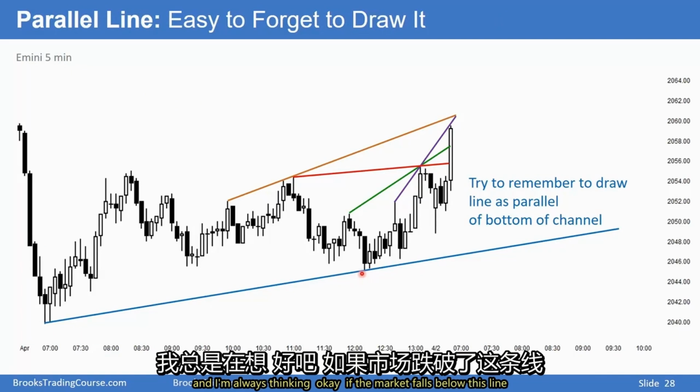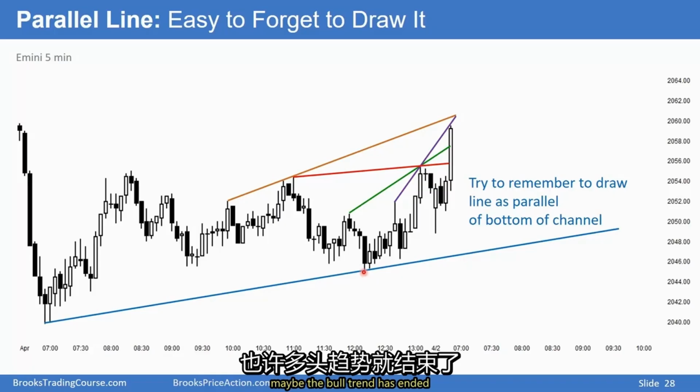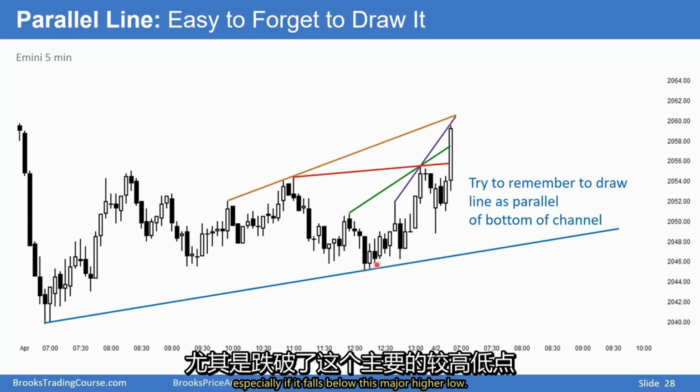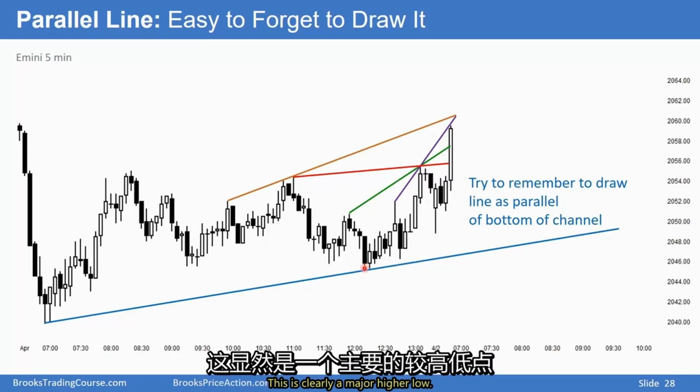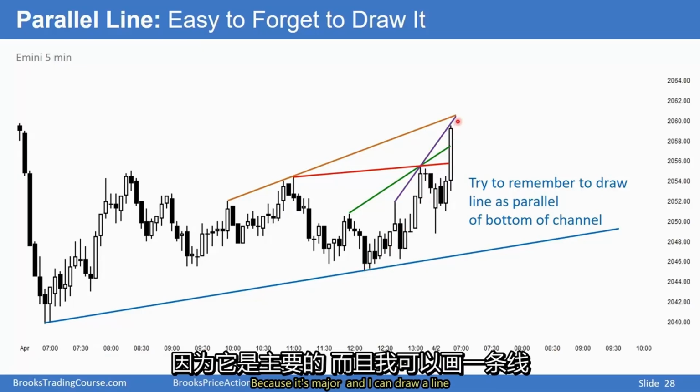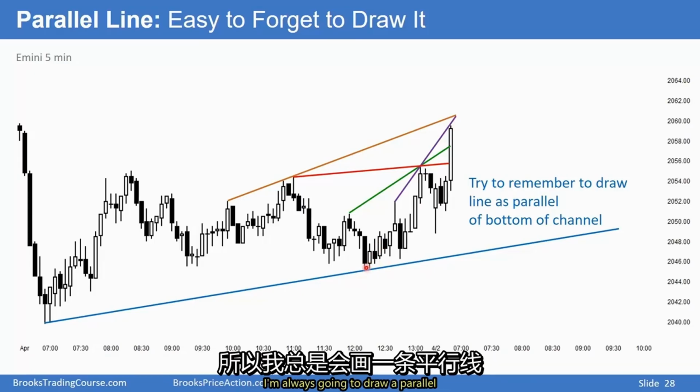Clearly an important bull trend line. And I'm always thinking, okay, if the market falls below this line, maybe the bull trend has ended, especially if it falls below this major higher low. A strong breakout to a new high. This is clearly a major higher low.